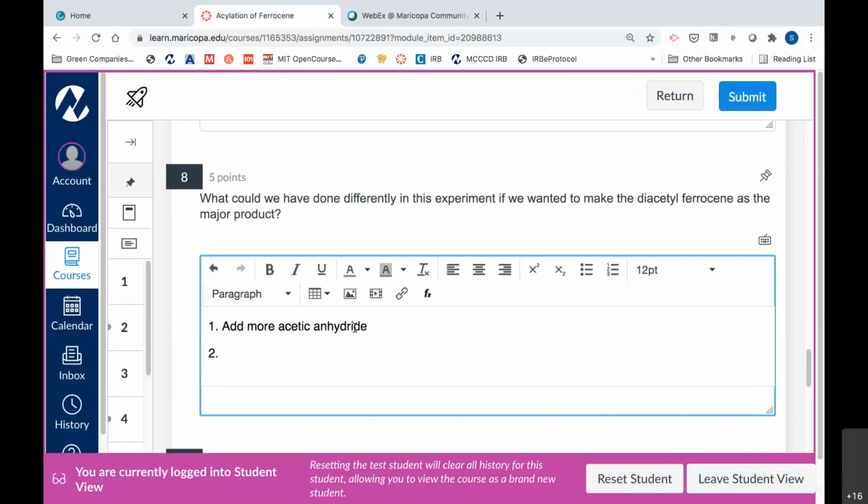Maybe give more reaction time. So these are some modifications that you can do. And if you can come up with any other, you're certainly welcome to add it. One other thing that we do to add more groups is to stir the reaction vigorously. So here you really want to have a large excess of this reactant.